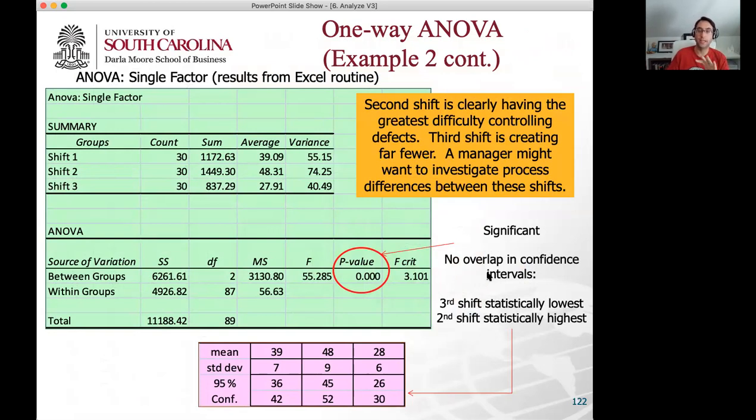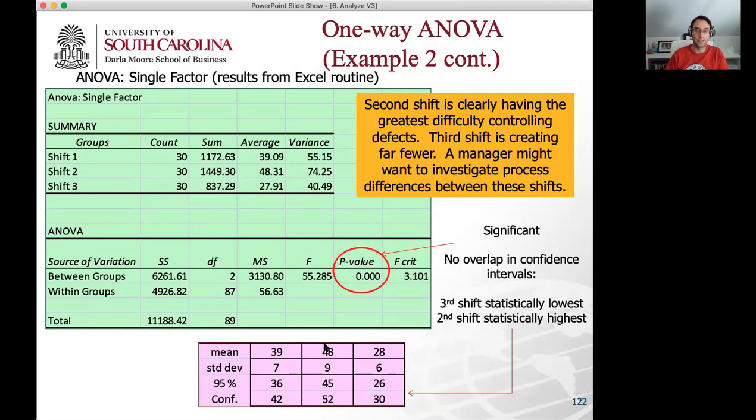So can we say that there is a difference between the number of defects, that the shift impacts the number of defects? Yes or no? Scream it very loud. Yes, we can, because the p-value is lower than 0.05, right? So we can say that there's a significant difference in the number of defects when it comes to shift, right?